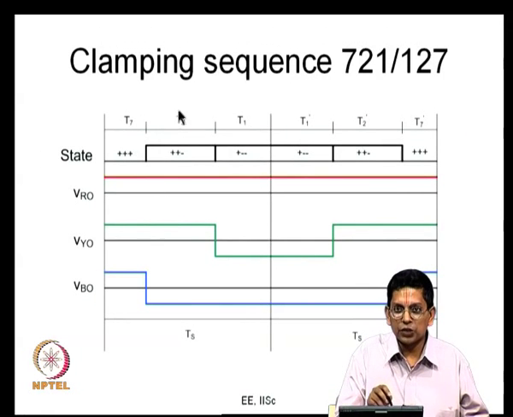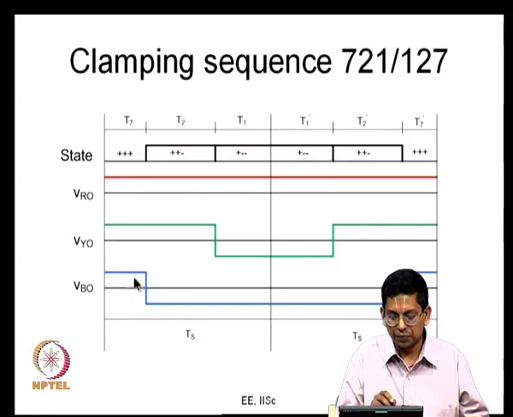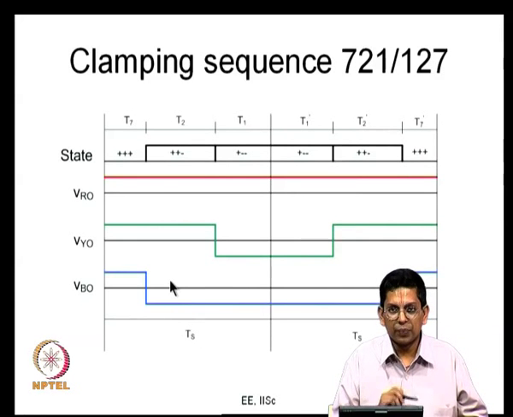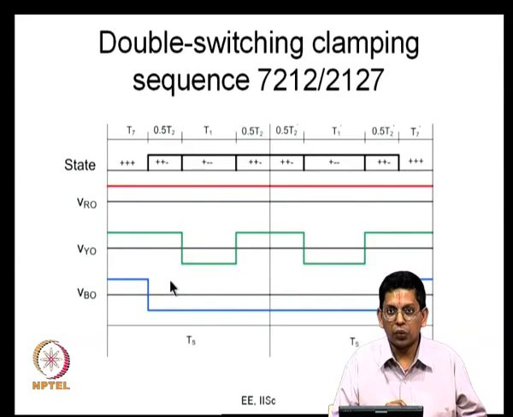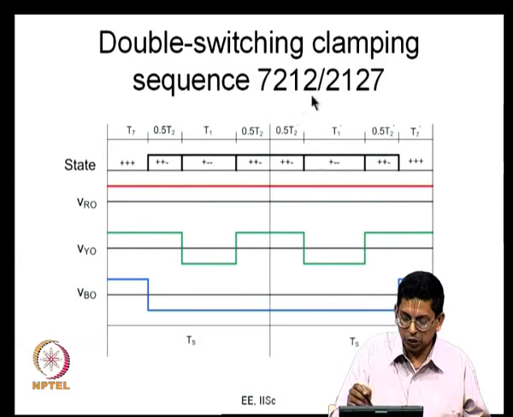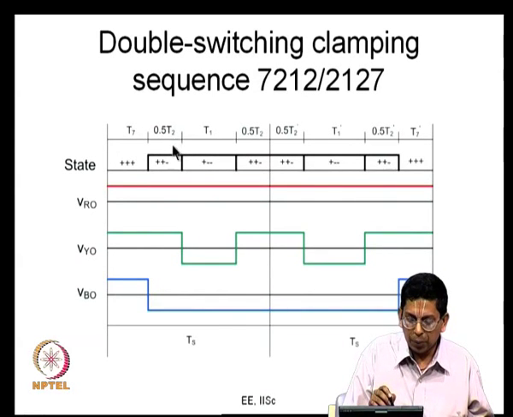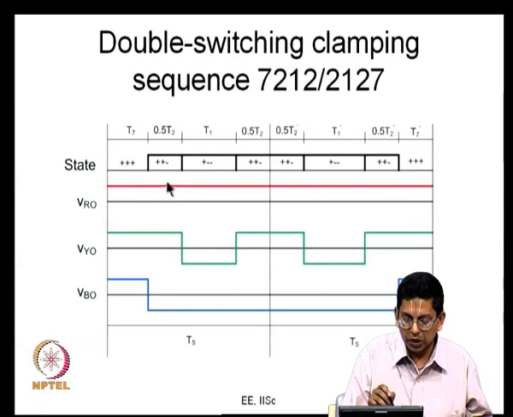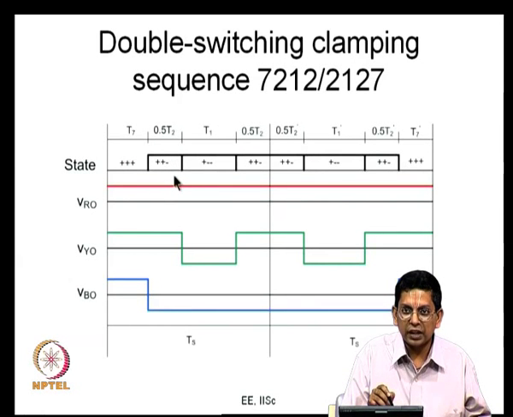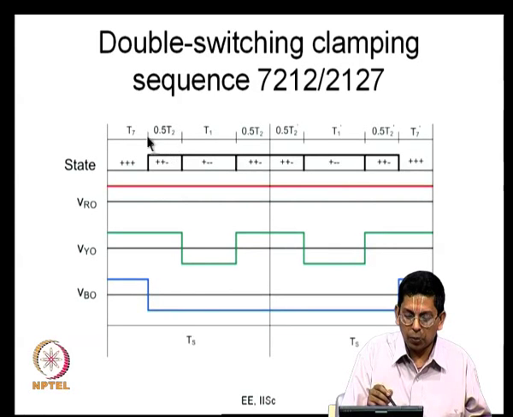The same way, if you start with the clamping sequence 7 to 1, 1 to 7, R phase is always clamped positive and Y and B switch once each in every half carrier cycle. Now, you go here: this is the double switching sequence 7 to 1 2. You apply 7 for a duration T7 equal to Tz. Then you apply active vector 2, plus plus minus. You do not apply this for the entire duration T2; you apply it only for 0.5 T2.